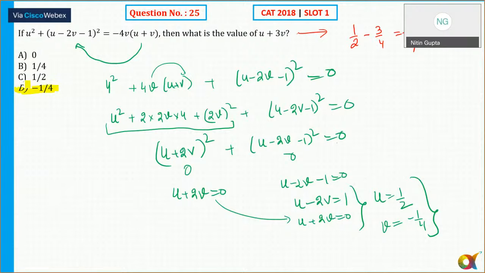So any doubts now? This was also easy. We have done such type of question by converting the equation into the form of a perfect square. Let's move to question number 26.